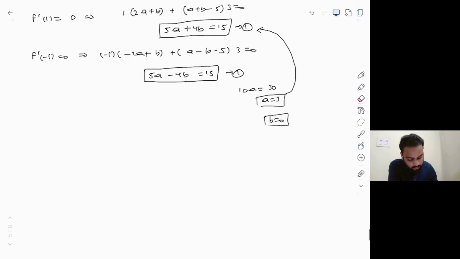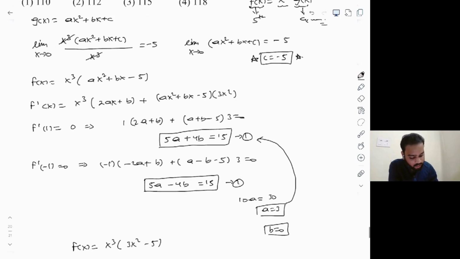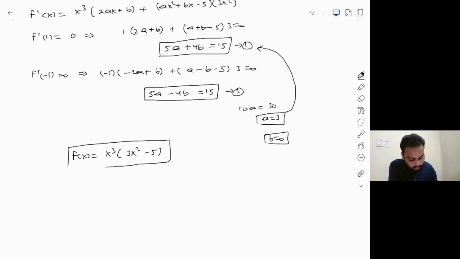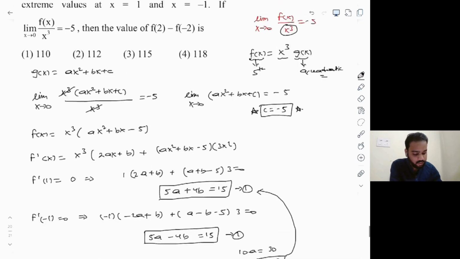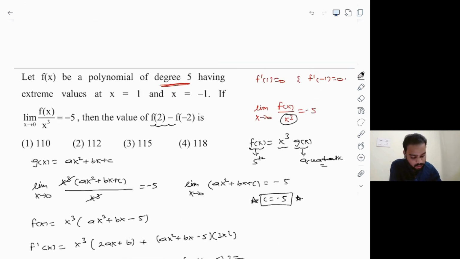And finally, you can write down the function f(x) from here. That is f(x) = x cube multiplied by a value, which is 3, so it is 3x square. The b value is 0 and the c value is, we have got -5, right? So this is your function f(x), which is actually 3x^5 - 5x^3. Once we know the function f(x), we can find out whatever he is asking, because he is asking for the value of f(2) - f(-2). And I hope you can do the remaining calculation by yourself.